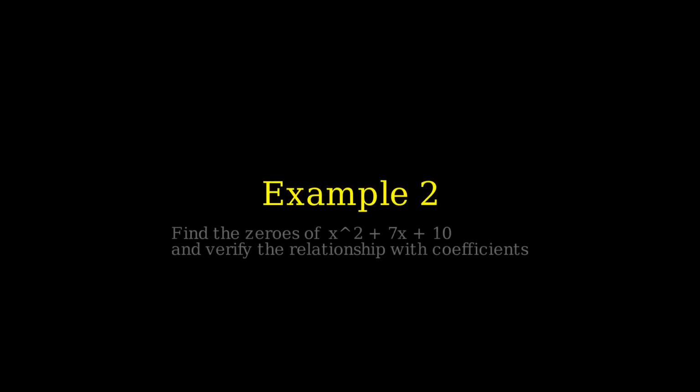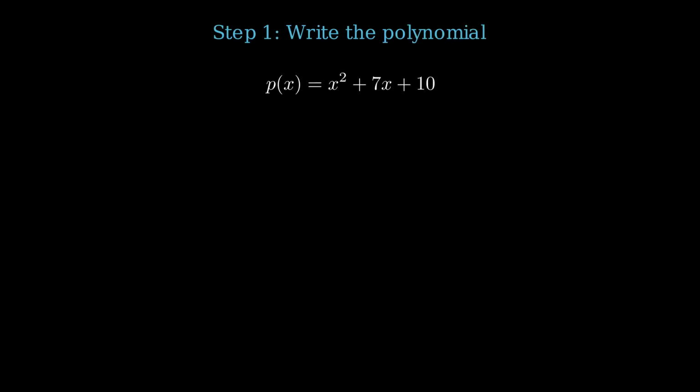Example 2. Find the zeros of the quadratic polynomial x squared plus 7x plus 10 and verify the relationship between the zeros and the coefficients. Step 1. Write the polynomial and identify the coefficients. We have p of x equals x squared plus 7x plus 10. Here a equals 1, b equals 7, and c equals 10.